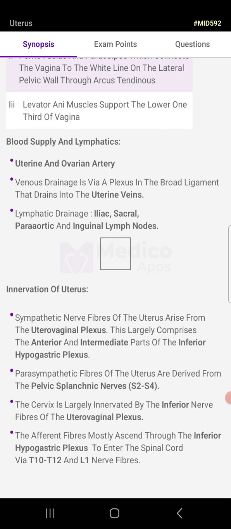Innervation of the uterus. The sympathetic nerve fibers of the uterus arise from the uterovaginal plexus. This largely comprises the anterior and intermediate parts of the inferior hypogastric plexus. The parasympathetic fibers of the uterus are derived from the pelvic splanchnic nerves S2 to S4. The cervix is largely innervated by the inferior nerve fibers of the uterovaginal plexus. The afferent fibers mostly ascend through the inferior hypogastric plexus to enter the spinal cord via T10 to T12 and the L1 nerve fibers.